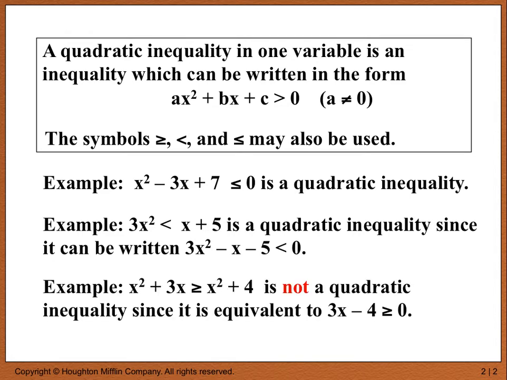x squared plus 3x is greater than or equal to x squared plus 4 is not a quadratic inequality, since it is equivalent to 3x minus 4 is greater than or equal to 0. And that's just because the x squareds cancel out. Alright, so this is not really anything new, because I'm sure that you've done these kinds of inequalities before in Algebra 2, but it is important to review these concepts because they're easy to forget, especially when it comes to solving these inequalities.